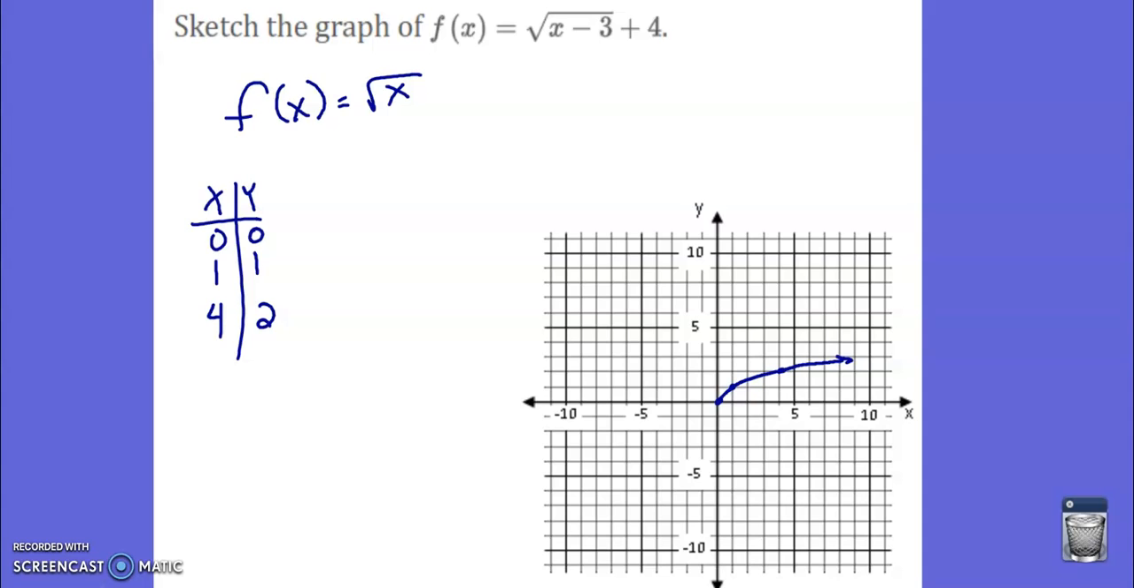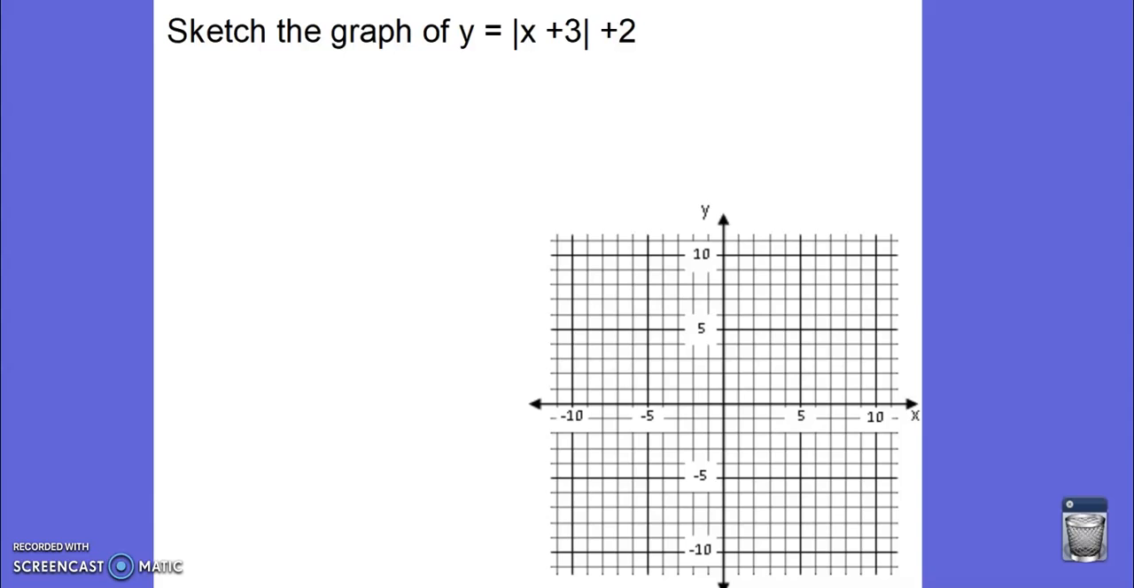But notice the same thing: you have a -3 on the inside, so it's being shifted 3 to the right. And this is 4 spaces up. So everything is being moved 3 to the right and 4 up. So if you take every point and go 3 to the right and 4 up, and then take this point, 3 to the right and 4 up, you can see the graph looks like this. So it's the same graph, it's just being shifted vertically and horizontally.